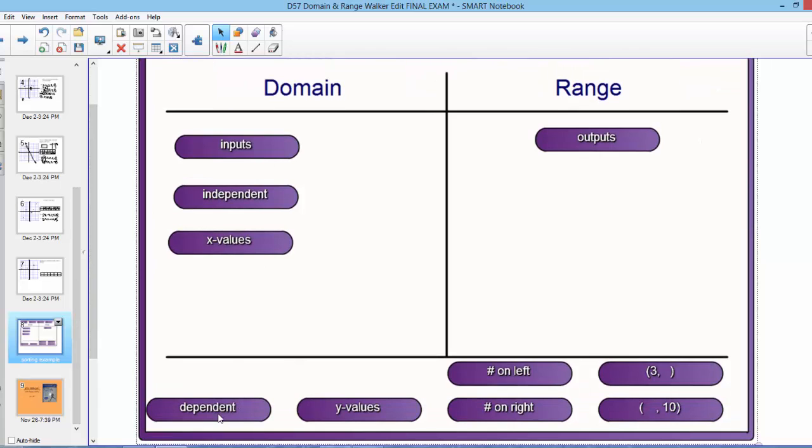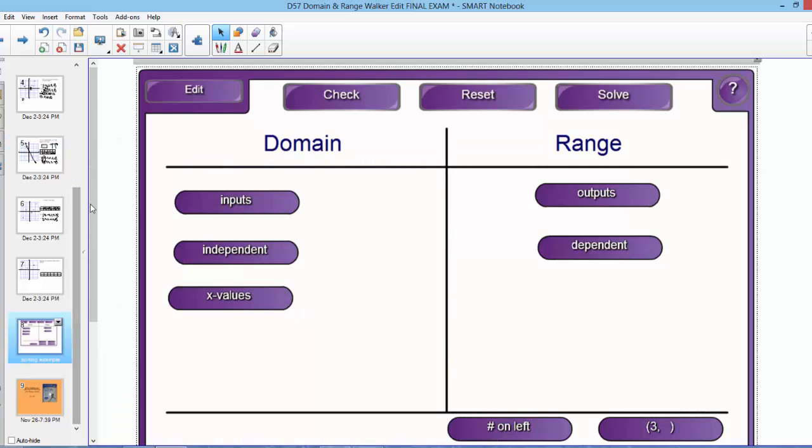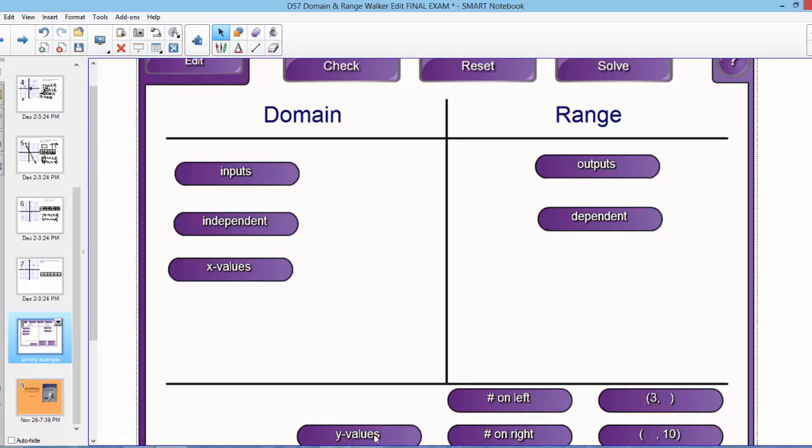Next, well, if the x values or the domain is independent, then the range is probably dependent, because it depends on what the x is. As you can see here, we had our x values right here, and our y depended on what the x equaled, so that we could find what the y actually was. So, our y values are also over here at the range.